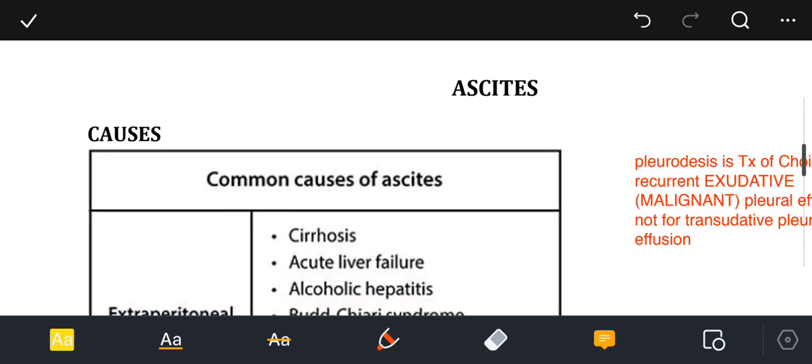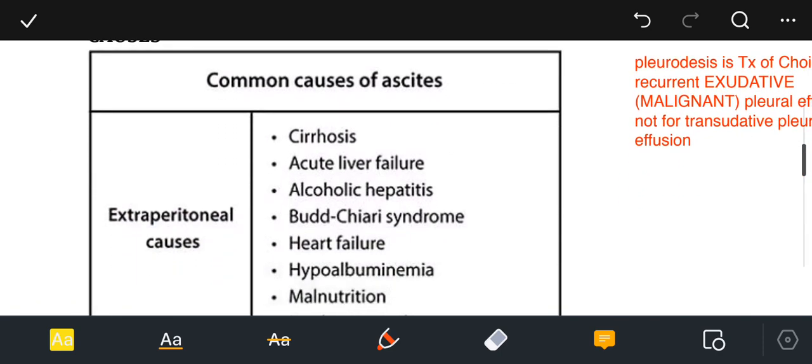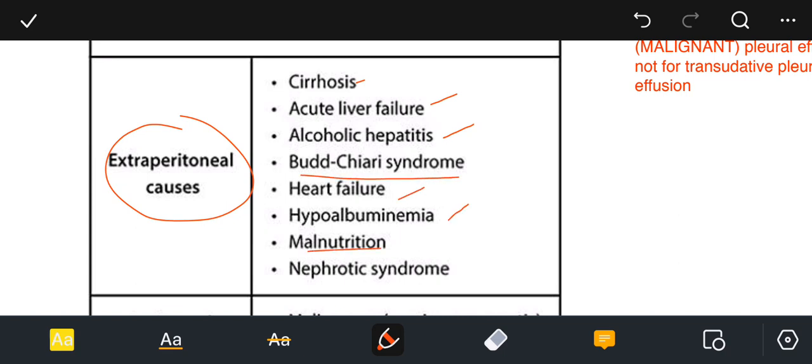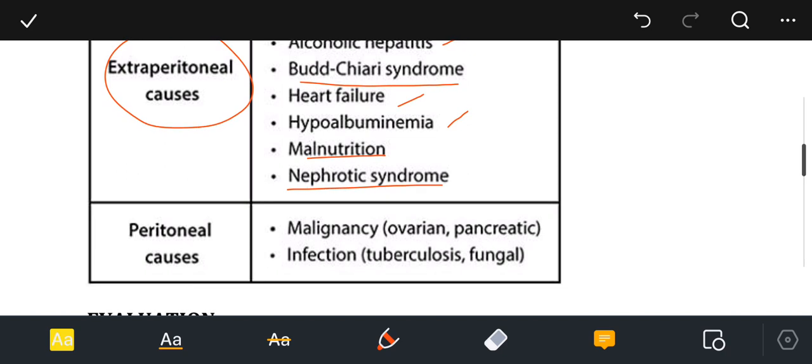Now let's talk something about ascites. The common causes of ascites include extraperitoneal causes, which include cirrhosis, acute liver failure, alcoholic hepatitis, Budd-Chiari syndrome, heart failure, hypoalbuminemia, malnutrition, and nephrotic syndrome, and the peritoneal causes, which include malignancy, ovarian and pancreatic, and infection like tuberculosis and fungal.